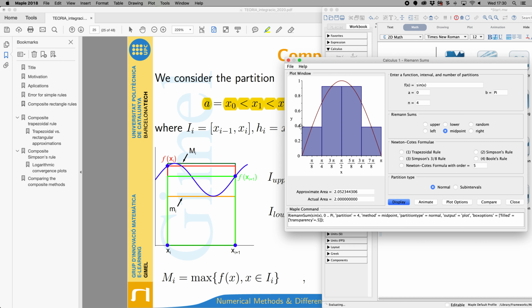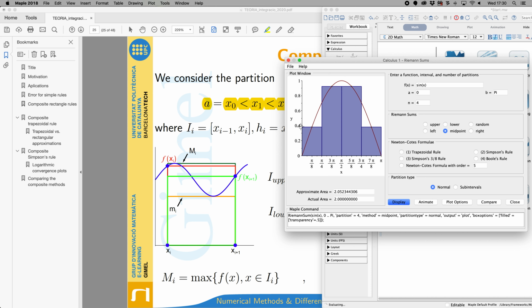So we can see that when we move to composite rule, just increasing the number of subintervals, we can really improve the precision of this approximation. I can increase this, and we really see that the shape of the area we are approximating is each time closer and closer to the exact value. So that's the main idea behind the composite method.